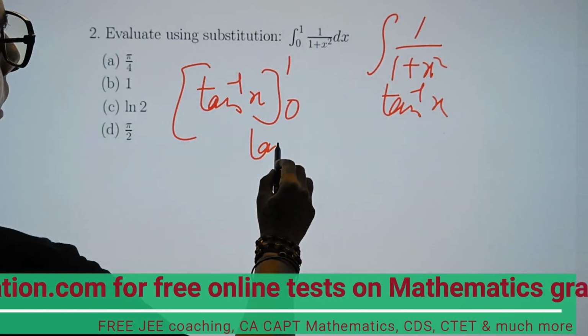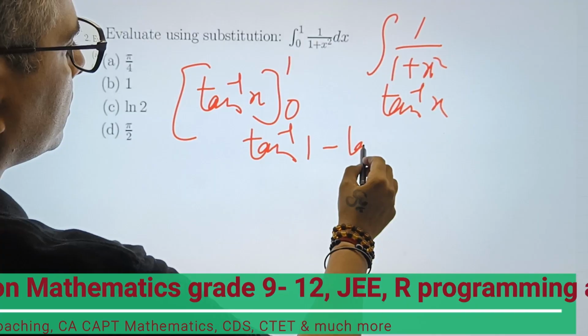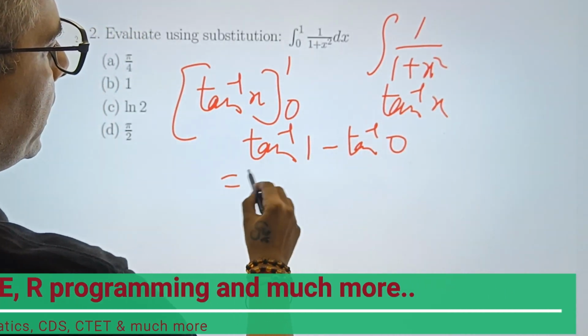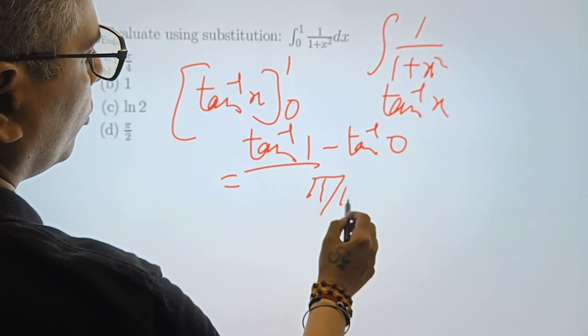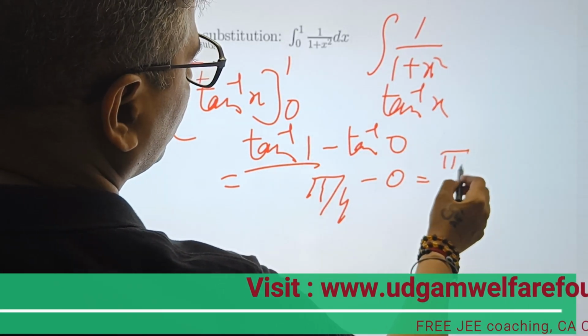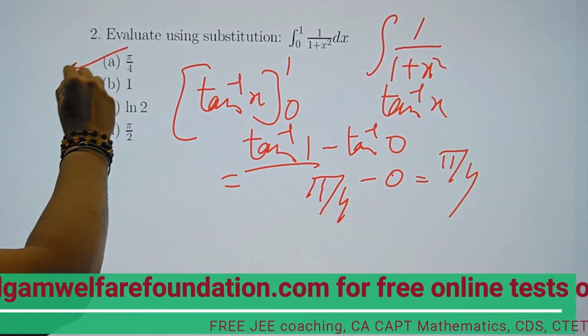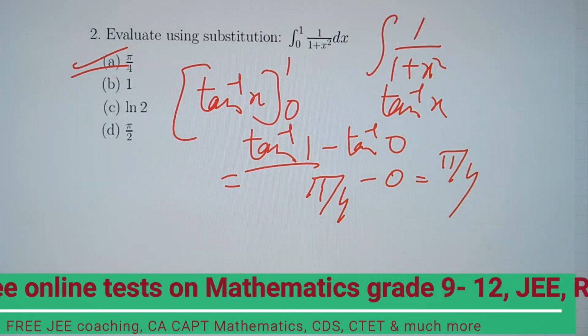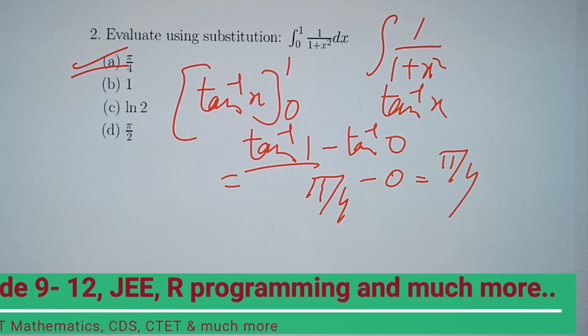So tan inverse 1 minus tan inverse of 0. So tan inverse 1 is what? Pi by 4 minus 0, which is pi by 4 only. So you are going to get option number A. That is option number A is the correct answer here. Now let's move towards question number 3.